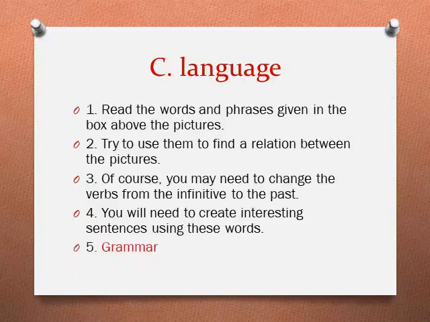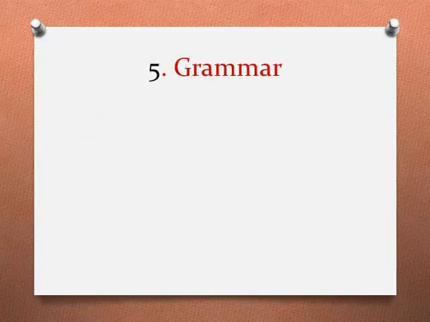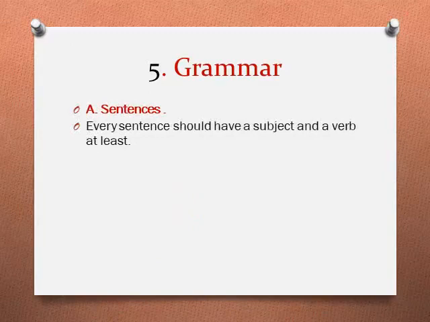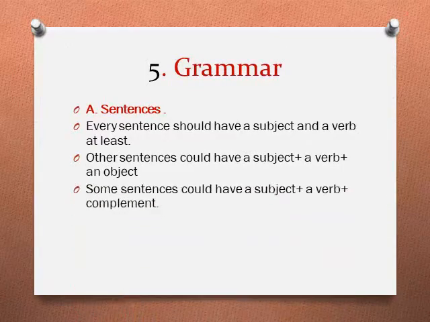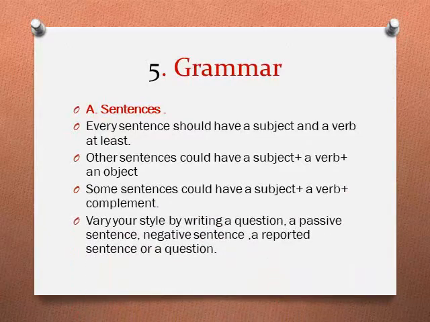What about the grammar of the story? Sentence. Every sentence should have a subject plus a verb at least. Other sentences could have a subject plus a verb plus an object. Some sentences could have a subject plus a verb plus complement. Vary your style by writing a question, a passive sentence, a negative sentence, or a reported sentence.